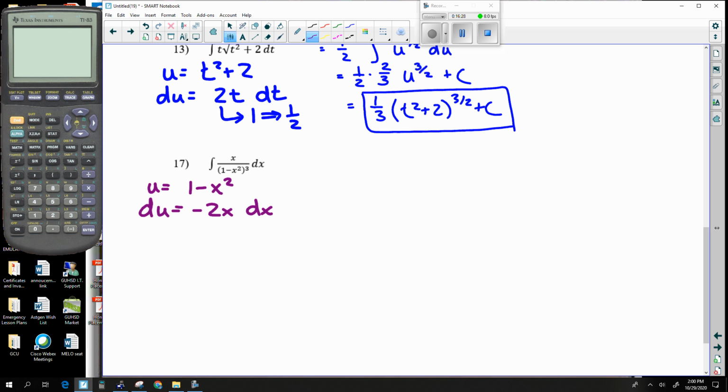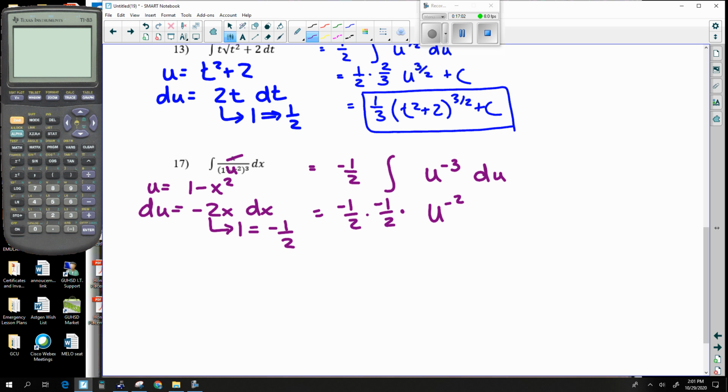Okay, does x exist? Yes. So this is going to be negative 1/2 to undo that 2. So this is negative 1/2. And again, the derivative gets eliminated. This is the letter u, so this is in essence u to the negative 3. That's absolutely integrable. So this is u to the negative 2, so multiply by negative 1/2.